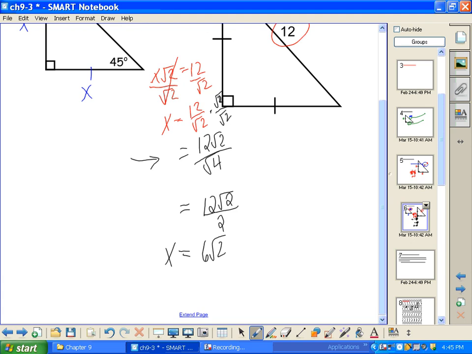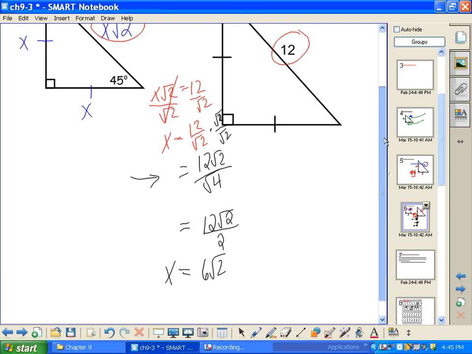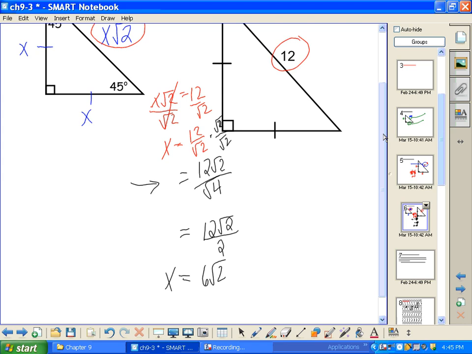Now keep in mind, that's x. That is what we are solving for. So x in our formula triangle, because we set the original side length up to the formula triangle, is actually the length of the leg, right here. The length of both of these legs then is 6 radical 2.